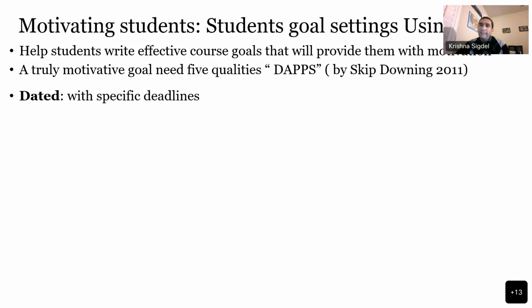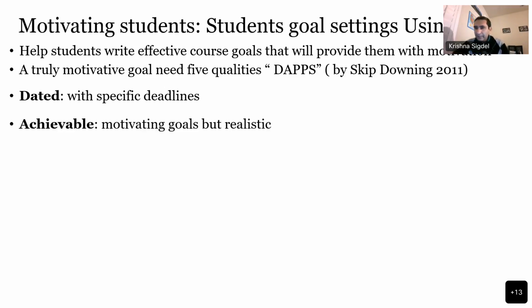Different people have different constraints. They might not be able to finish the course on time. They might be working full time. So you need to make some specific deadlines. Next, achievable. Can you achieve the goal? Be realistic.